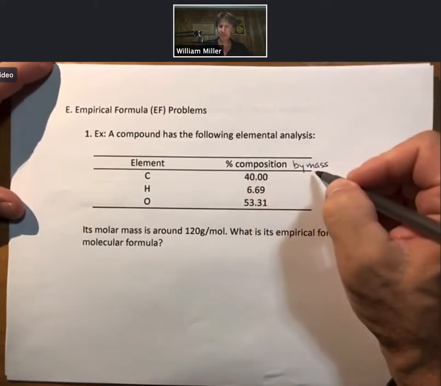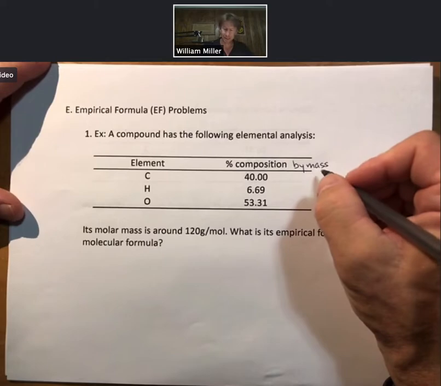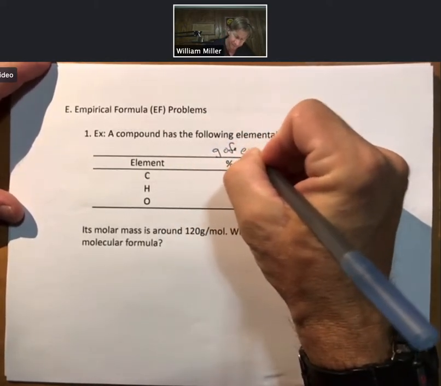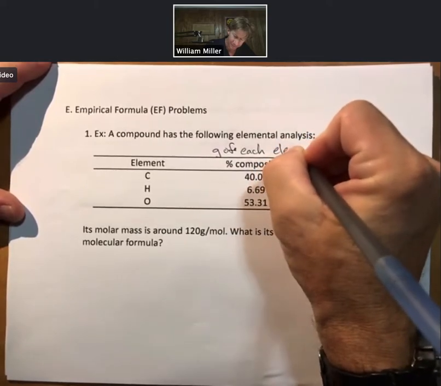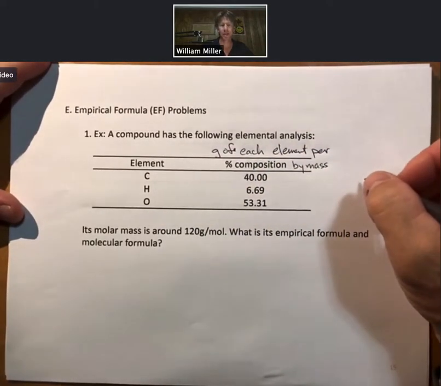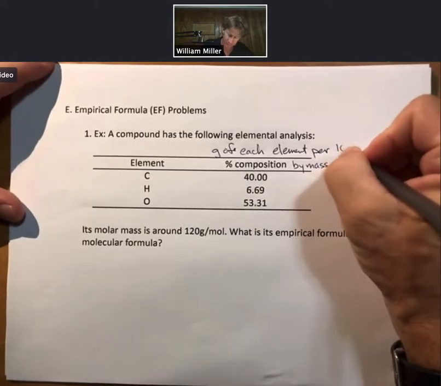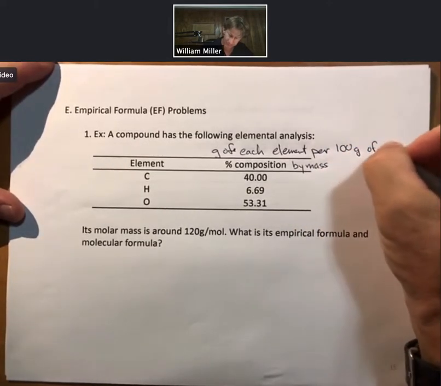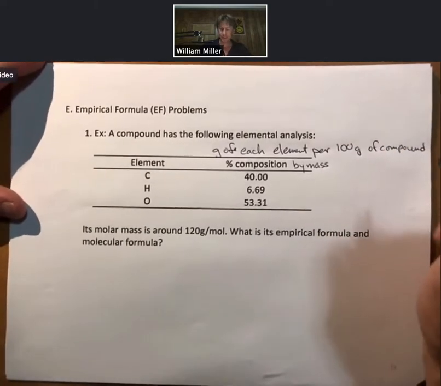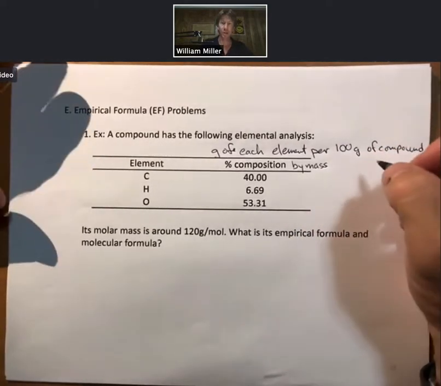So percent composition by mass, we can really title this grams of each element per 100 grams of compound. Okay, so that's one way of looking at it.